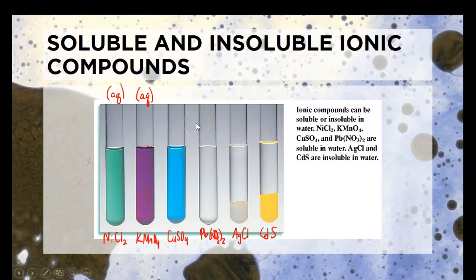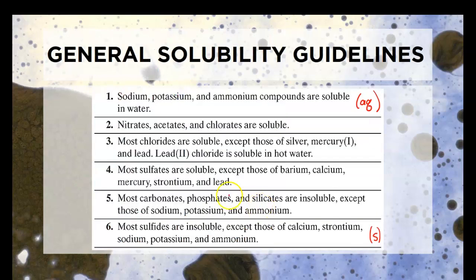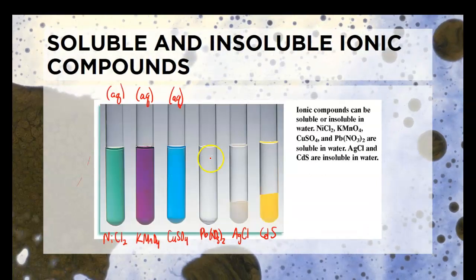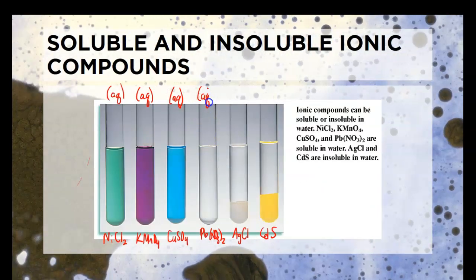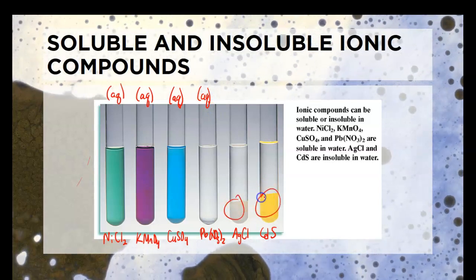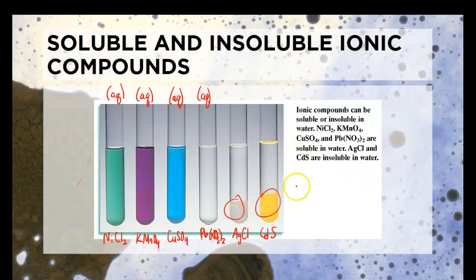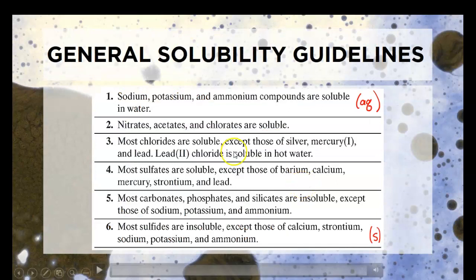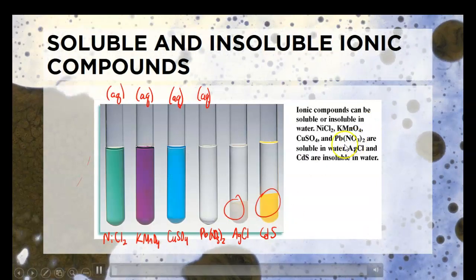Lead nitrate. We look at nitrates. Rule 2 there. Nitrates are indeed soluble, so it should be aqueous. Now we're starting to see some precipitates forming in the last two. So we look at silver chloride. Chlorides are mostly soluble. Notice, though, there's an exception for silver, so that's why we see the precipitate.